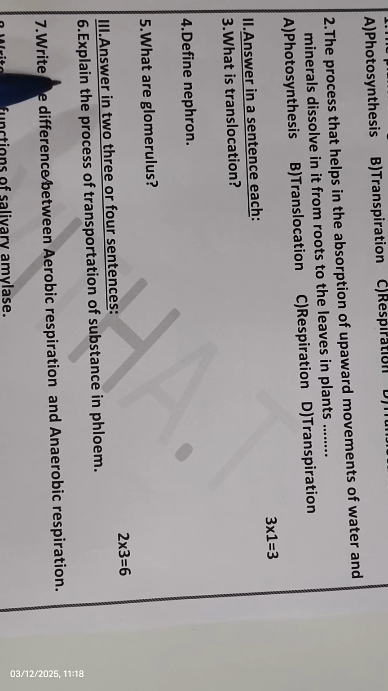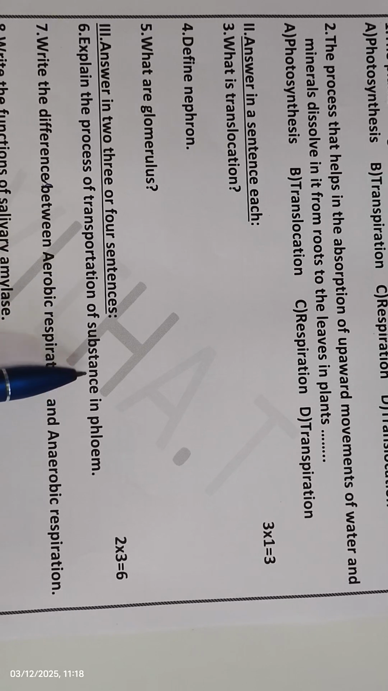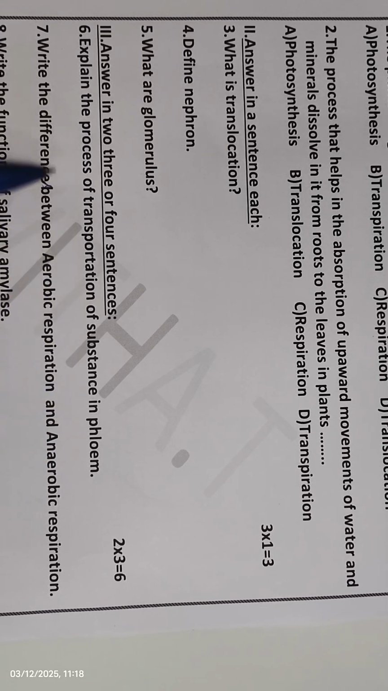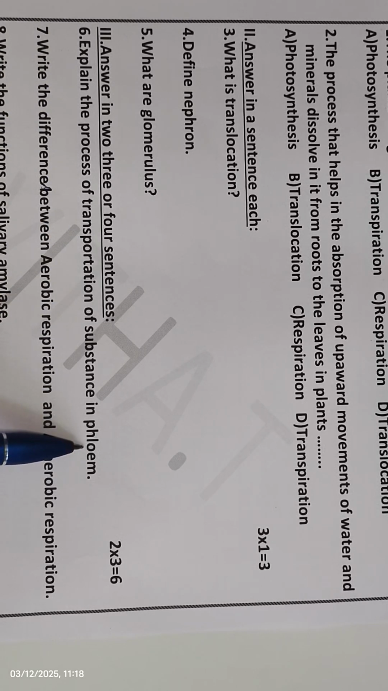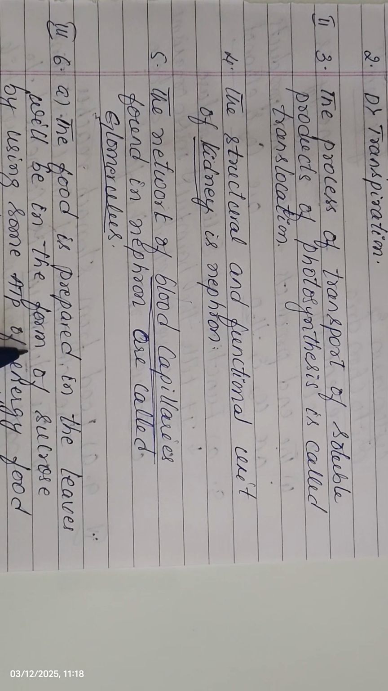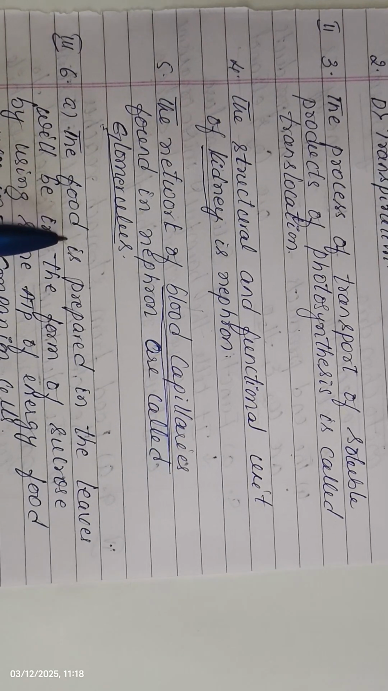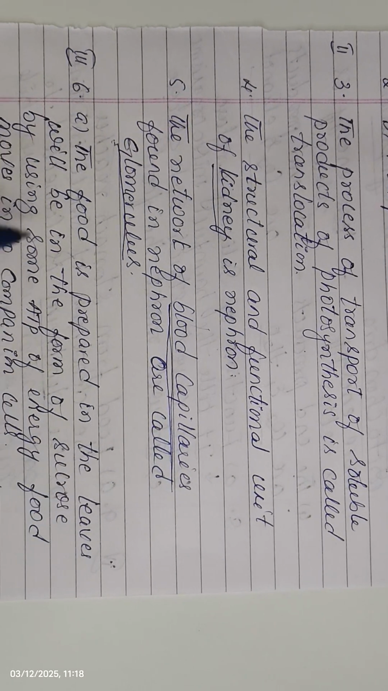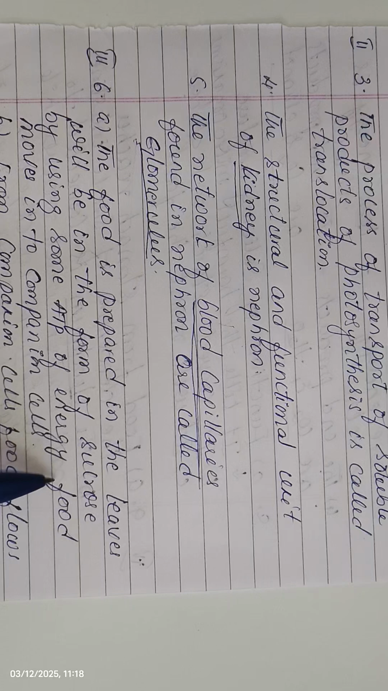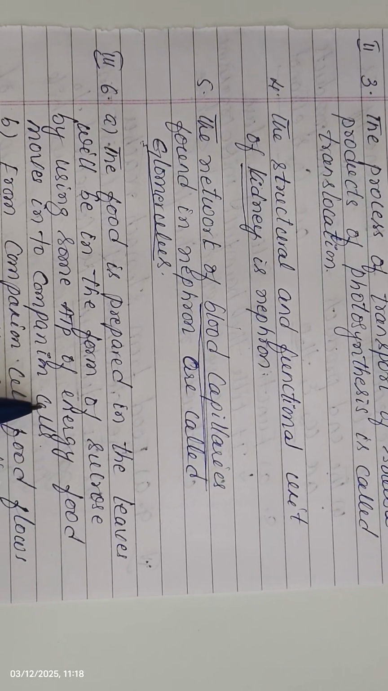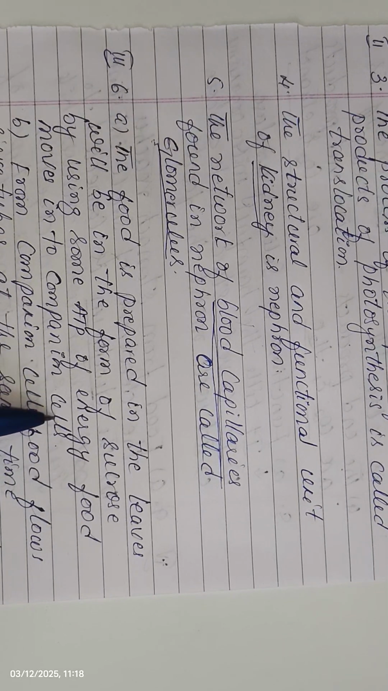Next, we'll see the next question. Question number 6. Explain the process of transportation of substances in phloem. Means how the food produced will be transported. We'll see the answer. It takes place in the steps. The first step, the food is prepared in the leaves, and that will be in the form of sucrose. By using some ATP of energy, the food moves into the companion cells.